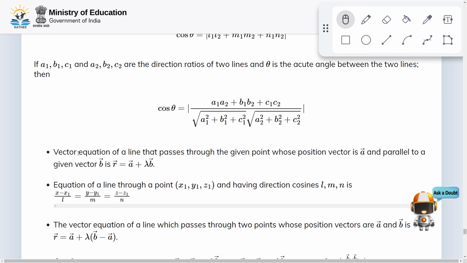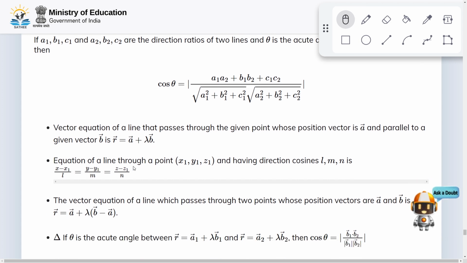Now, the vector equation of a line that passes through a given point whose position vector is a and is parallel to a given vector b is r vector equals vector a plus lambda times b. And the equation of a line through a point x1, y1, z1 and having direction cosines l, m and n will be in Cartesian form: x minus x1 divided by l equals y minus y1 divided by m equals z minus z1 divided by n.